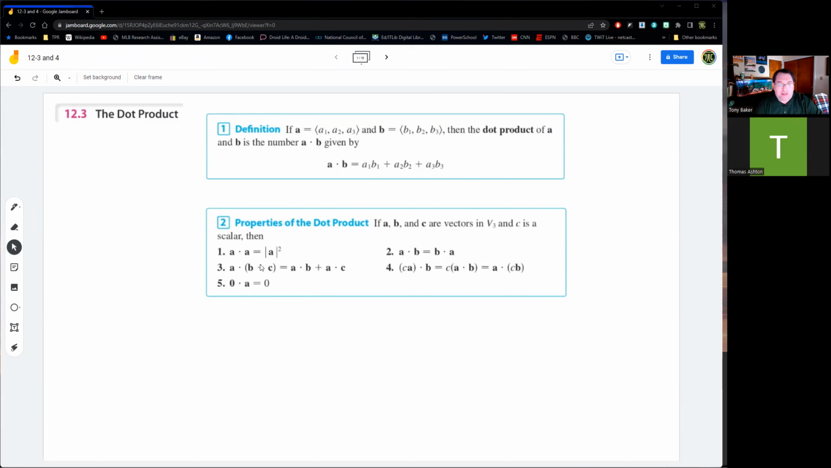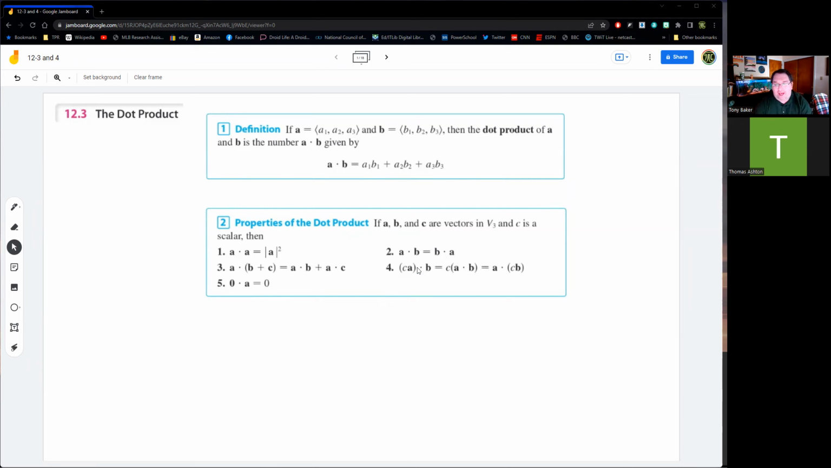There are some properties, as you can see here. The dot product of A and A is the length of A squared. They are commutative, so you can reverse them. The dot product of A and B is the same as the dot product of B and A. With the dot product, you can basically do a distribution type process. So the dot product of A and (B plus C) is the same thing as the dot product of A and B plus the dot product of A and C.